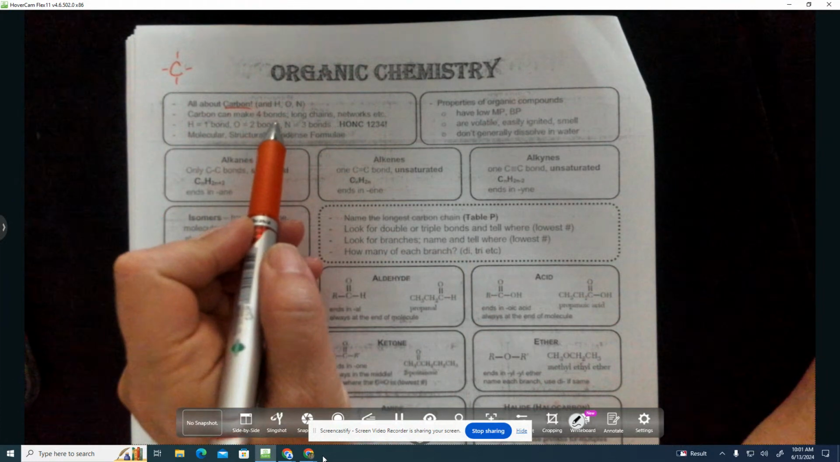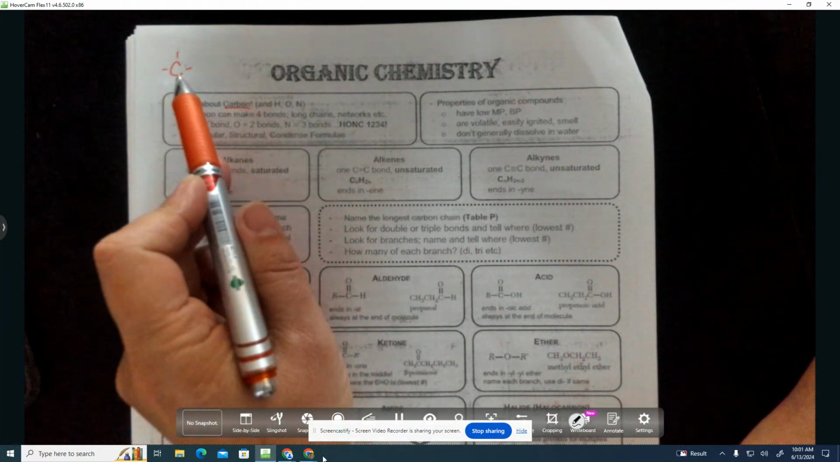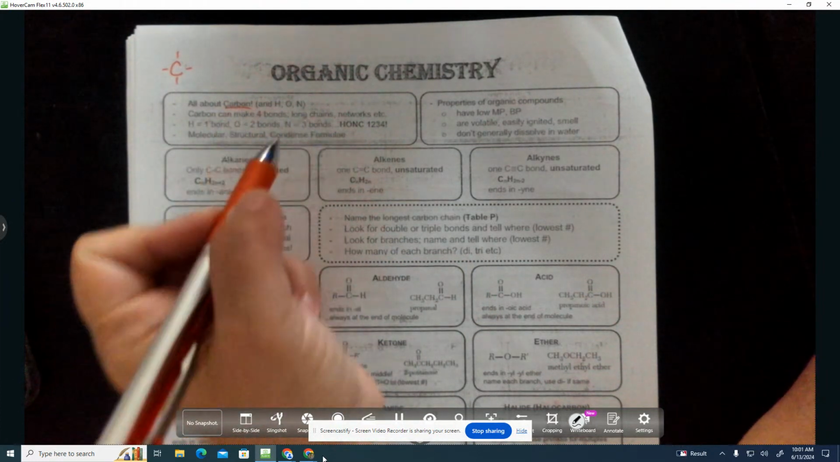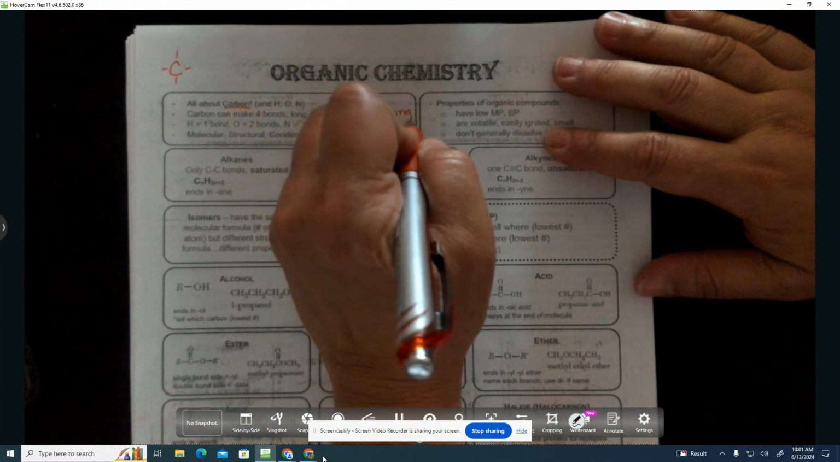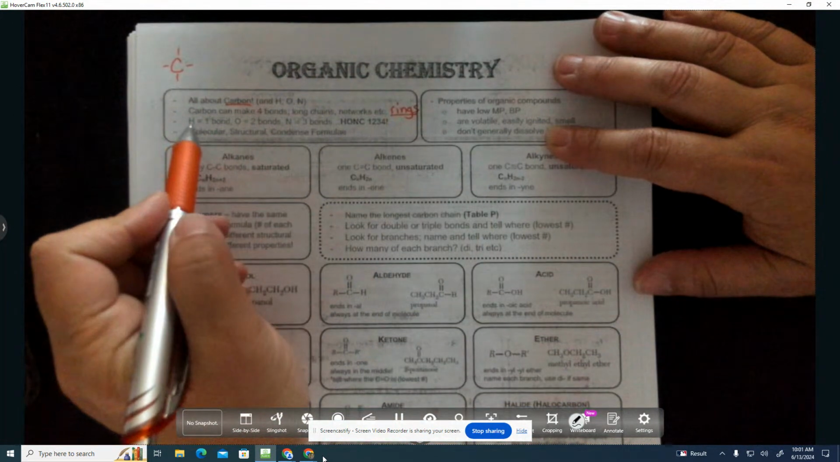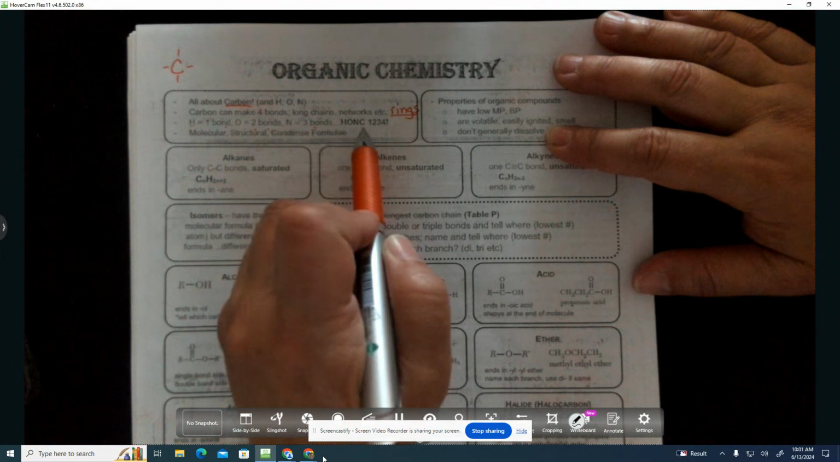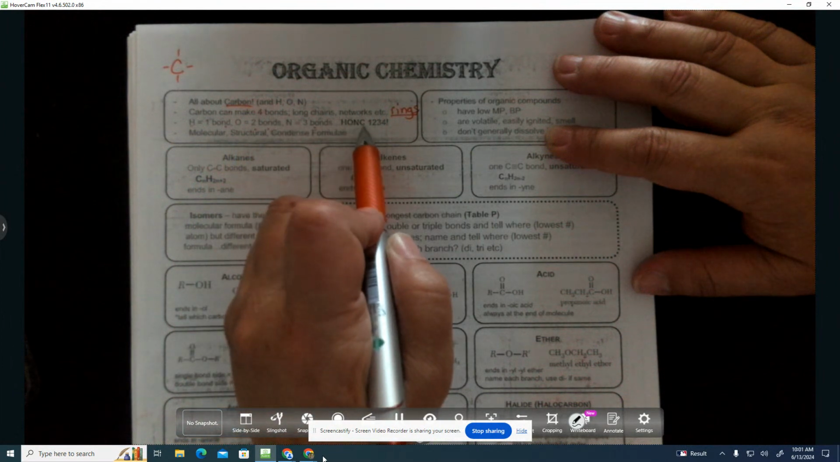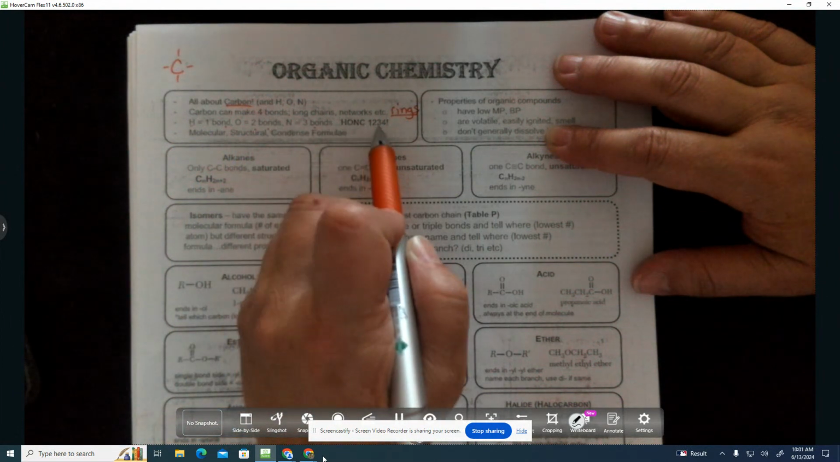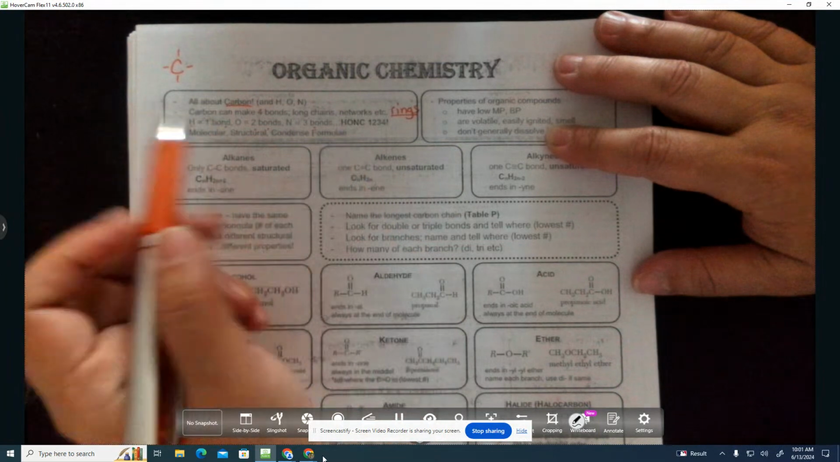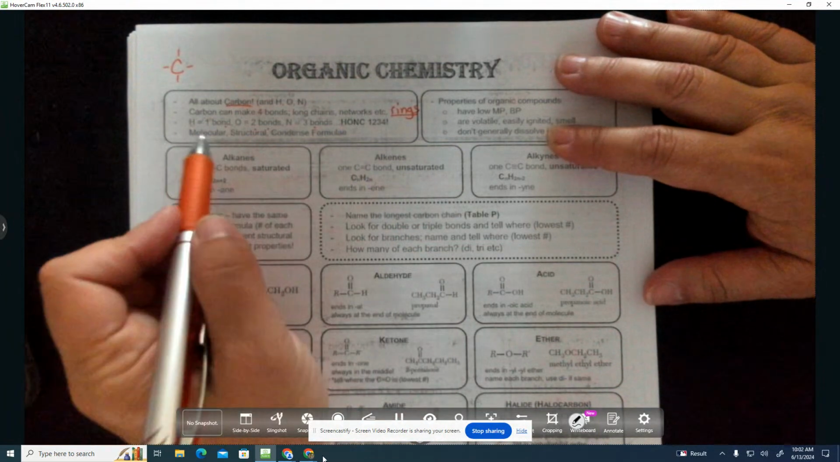Carbon can make 4 bonds. Here they are. Long chains, networks, and also add the word ring here. All right, rings. Hydrogen can make 1 bond, oxygen can make 2, nitrogen can make 3, HONC, 1, 2, 3, 4, if you want to remember it that way. I don't know why you would do that.